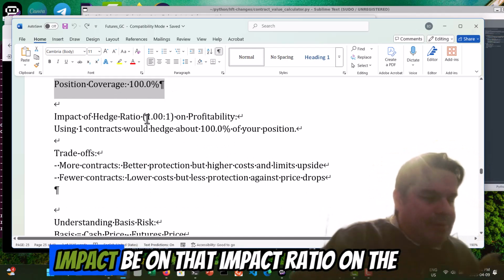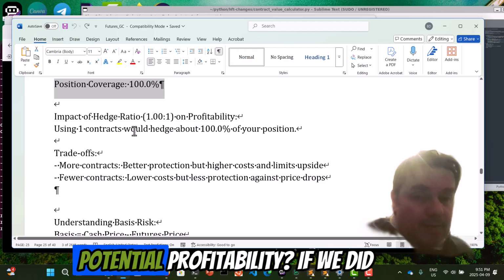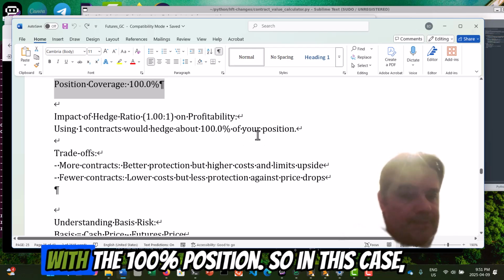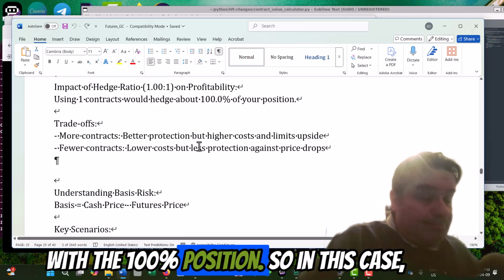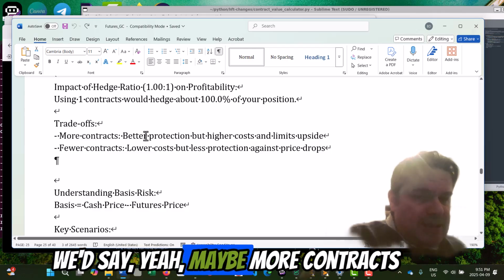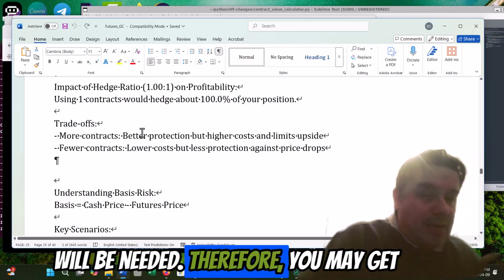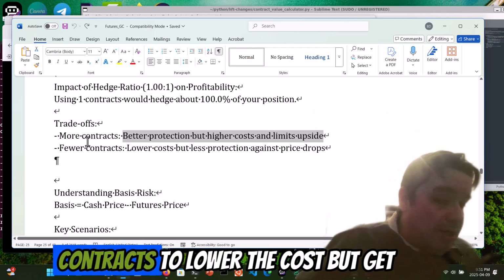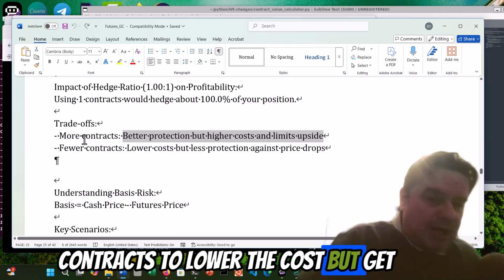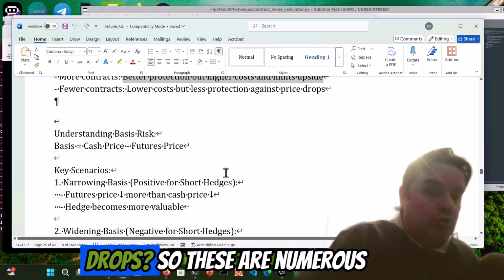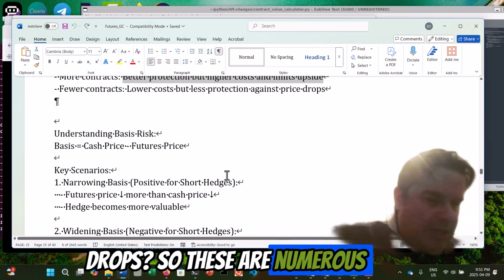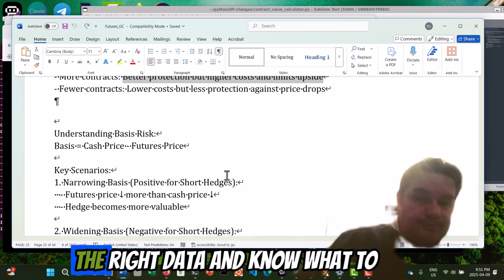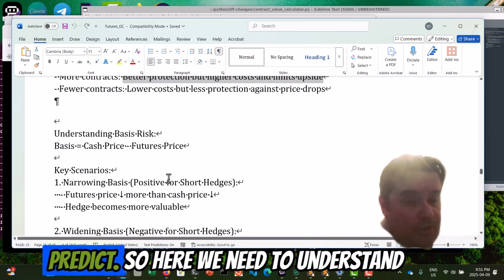And again, what would the impact be on the hedge ratio and the potential profitability if we used multiple contracts to hedge the 100% position? In this case, we'd say maybe more contracts would be needed. Therefore, you may get better protection but higher cost and limited upside. Or do we take fewer contracts to lower the cost but get less protection if the price drops? So these are the numerous considerations, and you can do that through simulation as well. You need the right data and to know what to predict.